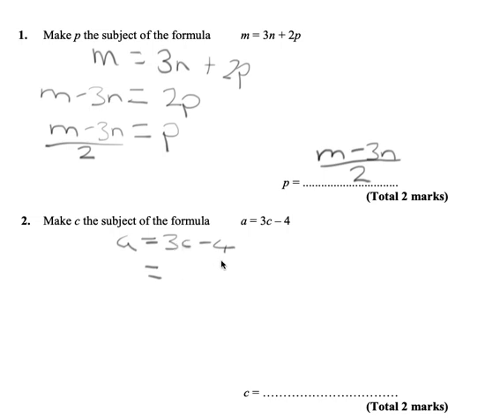I'm going to add 4 to both sides of the equation. This will then get rid of this negative 4 here, so that will leave me with 3c on the right hand side, and then a plus 4 on the left hand side. And then the question effectively is the same as above. We just divide both sides of the equation by 3, which will leave me with c here, and then a plus 4 all divided by 3 over here. And again, just rewrite that on our answer line. So a plus 4 all divided by 3 here, which is equal to c.